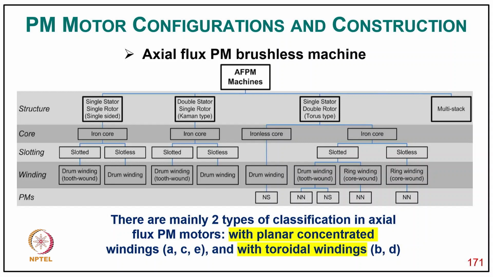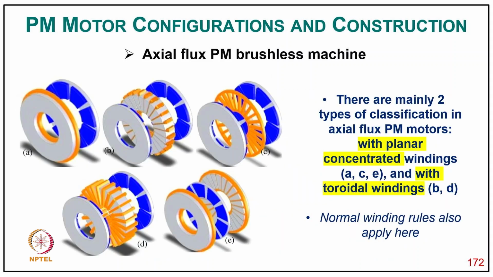and drum winding. The winding is also of different kinds, and ring winding. This is conventionally what people tried at a very early stage of this motor, the same kind of concept is used in this. There are two main types of classification: axial flux motor with planar concentrated winding and toroidal winding. So you can just see how axial flux machines have different kinds of winding and magnet arrangements.